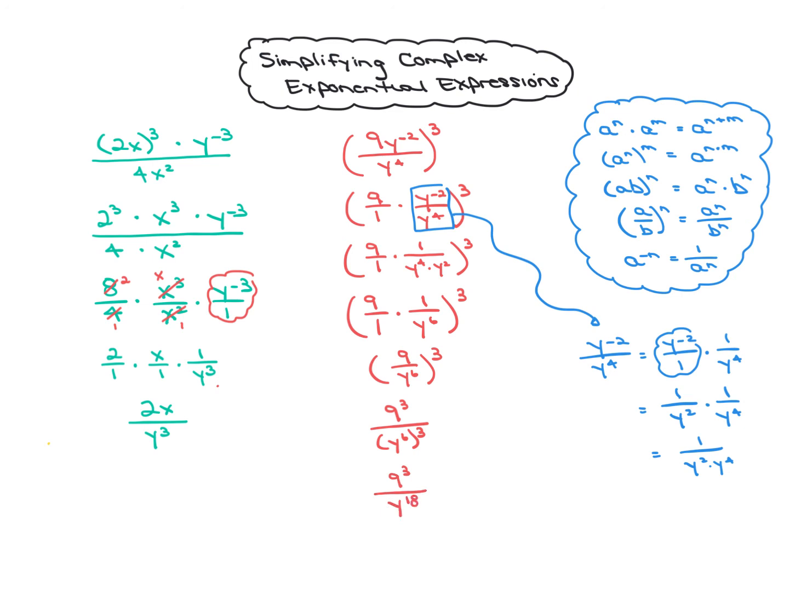This is a time where we typically don't go ahead and cube 9. That's going to be a really big number. We'll keep it in its exponential form.